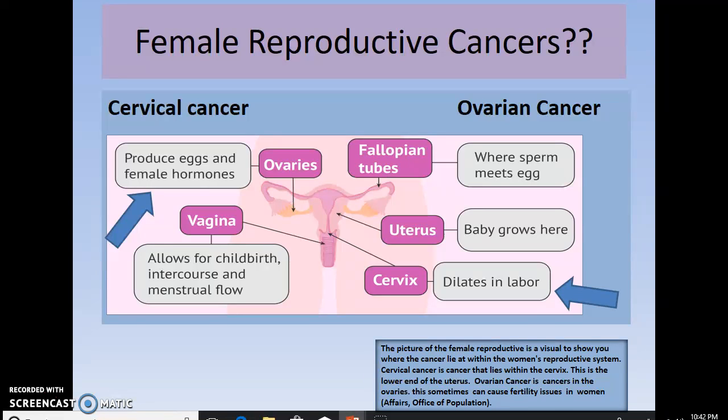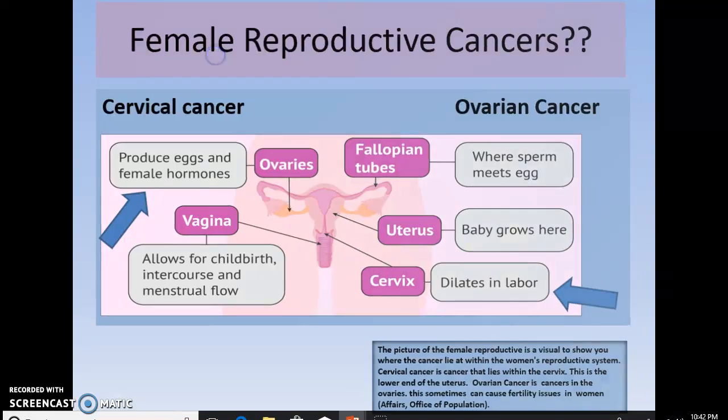Cervical cancer is cancer that lies within the cervix, hence why they call it cervical cancer. And this is the lower end of the uterus. Ovarian cancer is the cancer that lies within the ovaries. This sometimes can cause fertility issues in women, being that that is what produces the eggs and our female hormones.